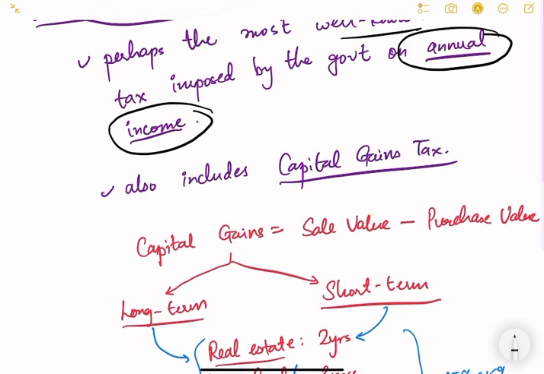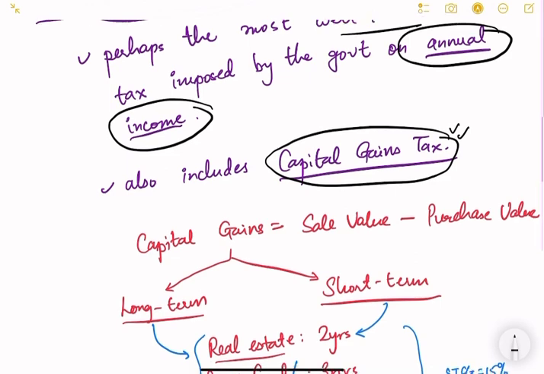Now income tax also includes the capital gains tax. This is an important concept. For example, if you are an employee in a private company and the annual salary that you are receiving is, say, rupees 10 lakh.